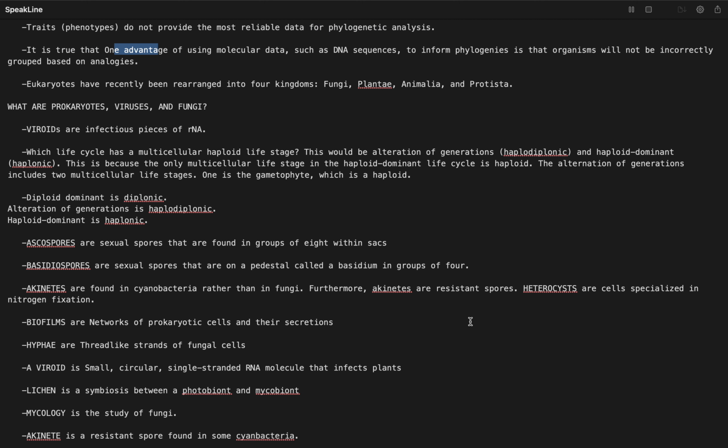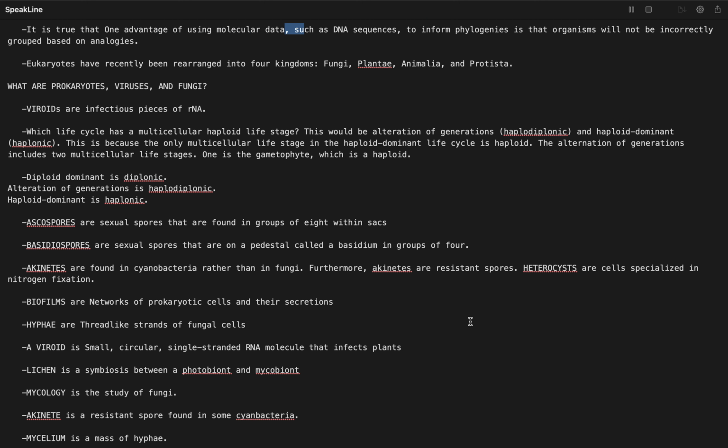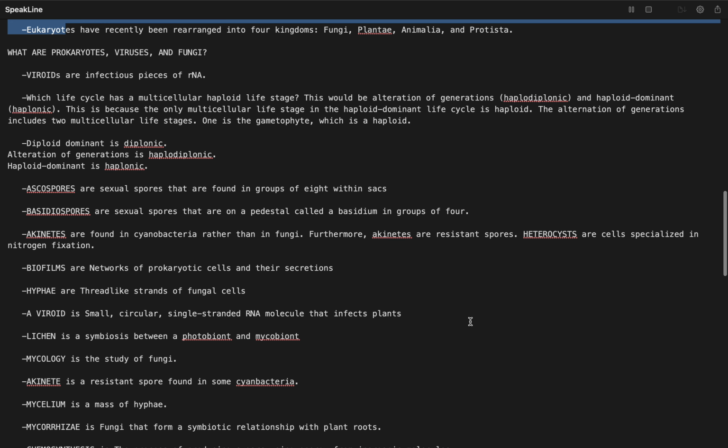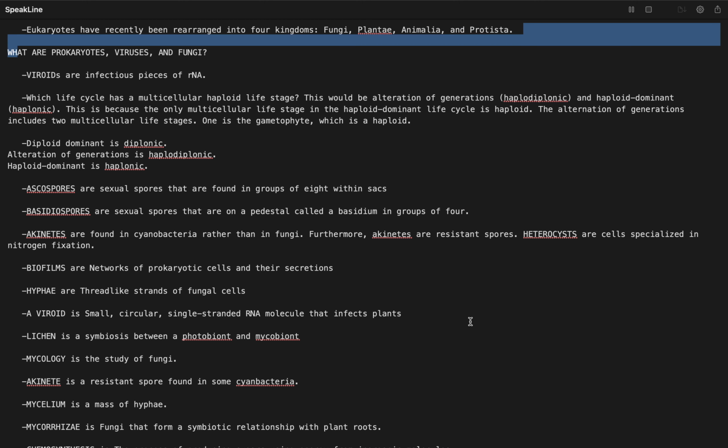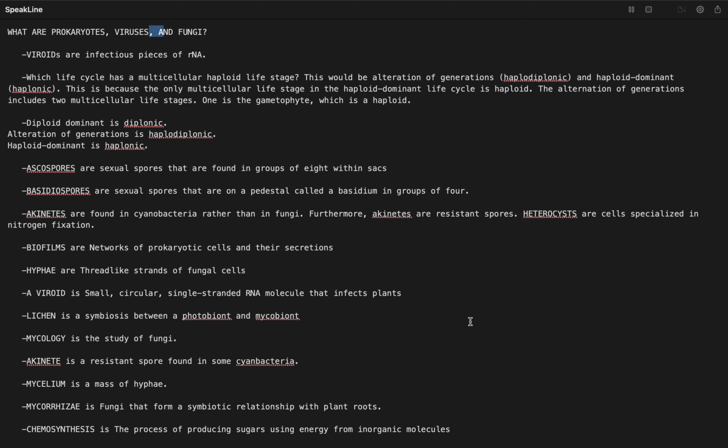It is true that one advantage of using molecular data, such as DNA sequences, to inform phylogenies is that organisms will not be incorrectly grouped based on analogies. Eukaryotes have recently been rearranged into 4 kingdoms: fungi, plantae, animalia, and protista. What are prokaryotes, viruses, and fungi?